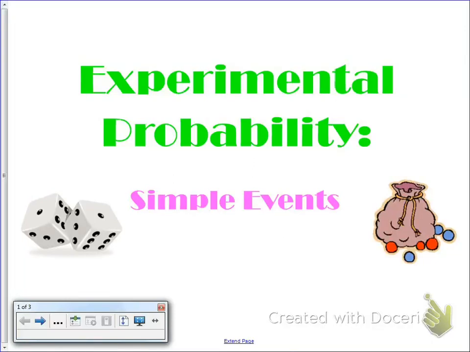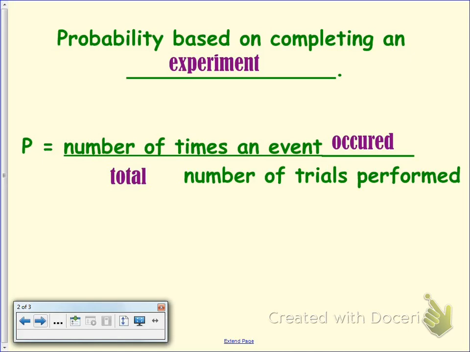All right, today's lesson is over experimental probability, and it is still a simple event, so it's only of one event. The big thing here is that simple probability with experimental probability is the probability upon completing an experiment. When we were doing theoretical, we were given the theory of what should happen, and we predicted. Here we are actually going to see what has occurred and the total. So that has changed a little bit.